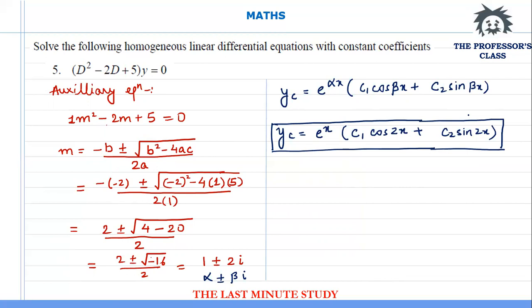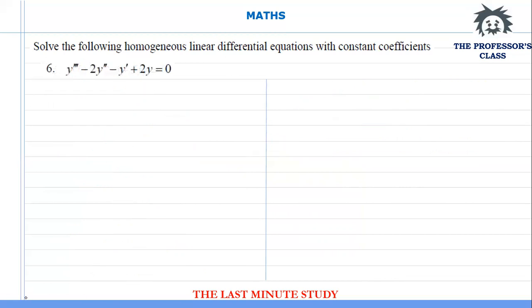Let's look into the answer of the next question. Okay, now this is an interesting question where we have the cube of y. So the auxiliary equation will actually have three roots. So this will be given as m cube minus 2m square minus m plus 2 is equal to 0. So how are you going to approach this question? The first root can be obtained from the trial and error method.